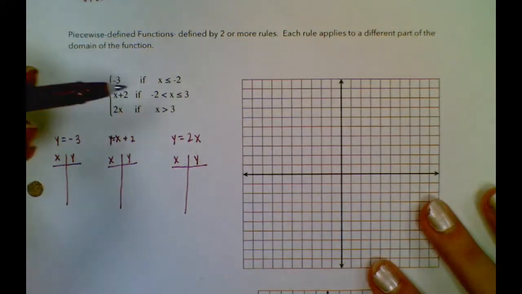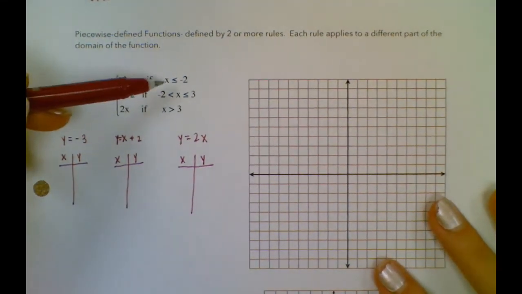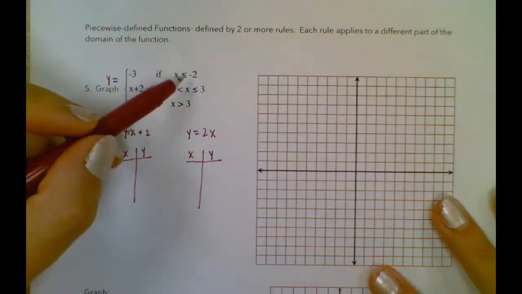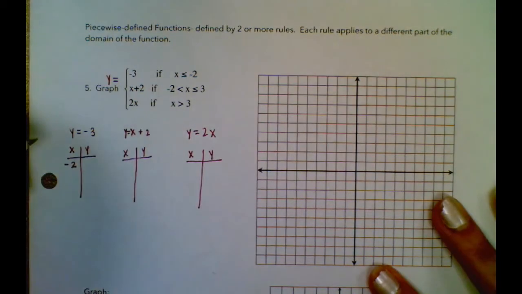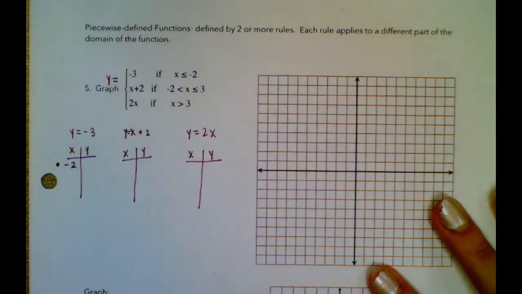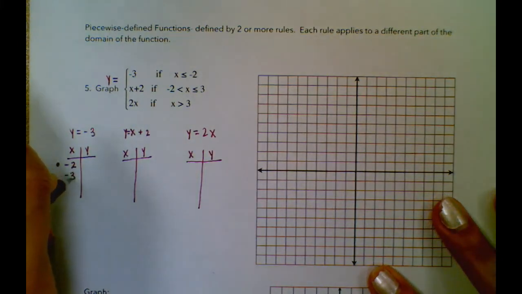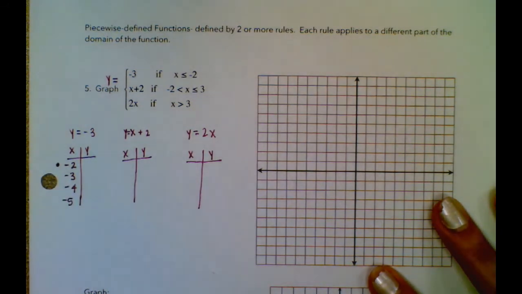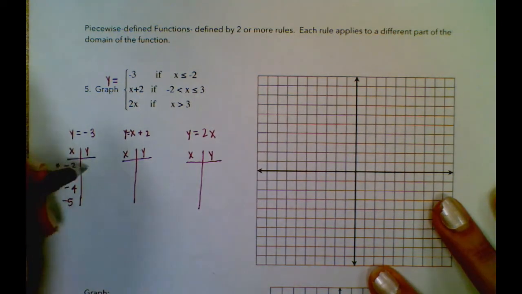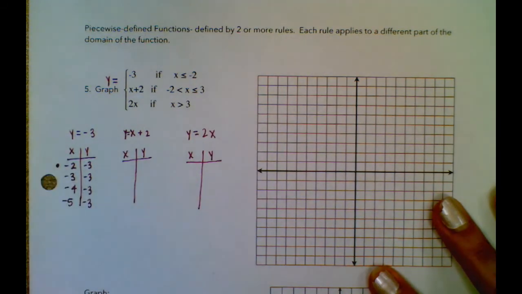Alrighty, so to start, I like to look at my domain. Okay, here my x values start at -2, so that's going to be my first number I put here. There's a line under this inequality sign, so I know I'm going to have a closed circle there. Okay. Now I want x values that are less than -2. Well, what are x values that are less than -2? -3, -4, -5. Okay. And then we're going to go ahead and fill in all those y values. Well, y is -3, so all those values will be -3.